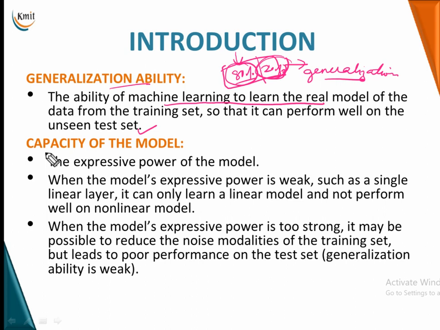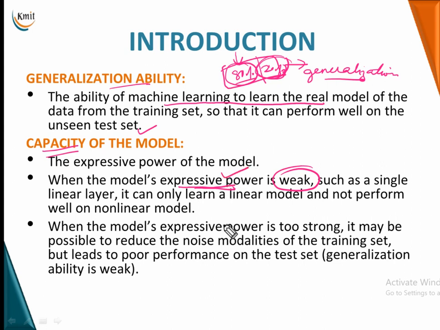Now the second term that we are going to see today is capacity. Basically, if I really want to talk on capacity of the model, then first I have to talk on the expressive power of the model. There can be two cases where the expressive power of the model is weak. This happens when you have got a model with less number of layers. For an example, a single layer network can only cope up with a linear model, or it can solve only linear problems. It may not be able to perform well on a non-linear model. So in that case, we say that the expressive power of the model is weak.